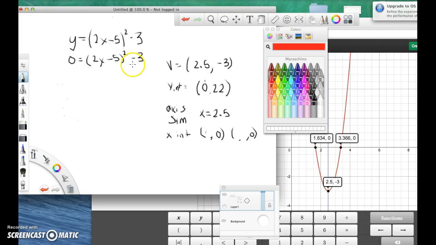So here we're going to do a little bit of reverse PEMDAS. So this cancels out. Now you're going to have 3 equals (2x minus 5) squared. So you can get rid of the square by square rooting this and square rooting that.